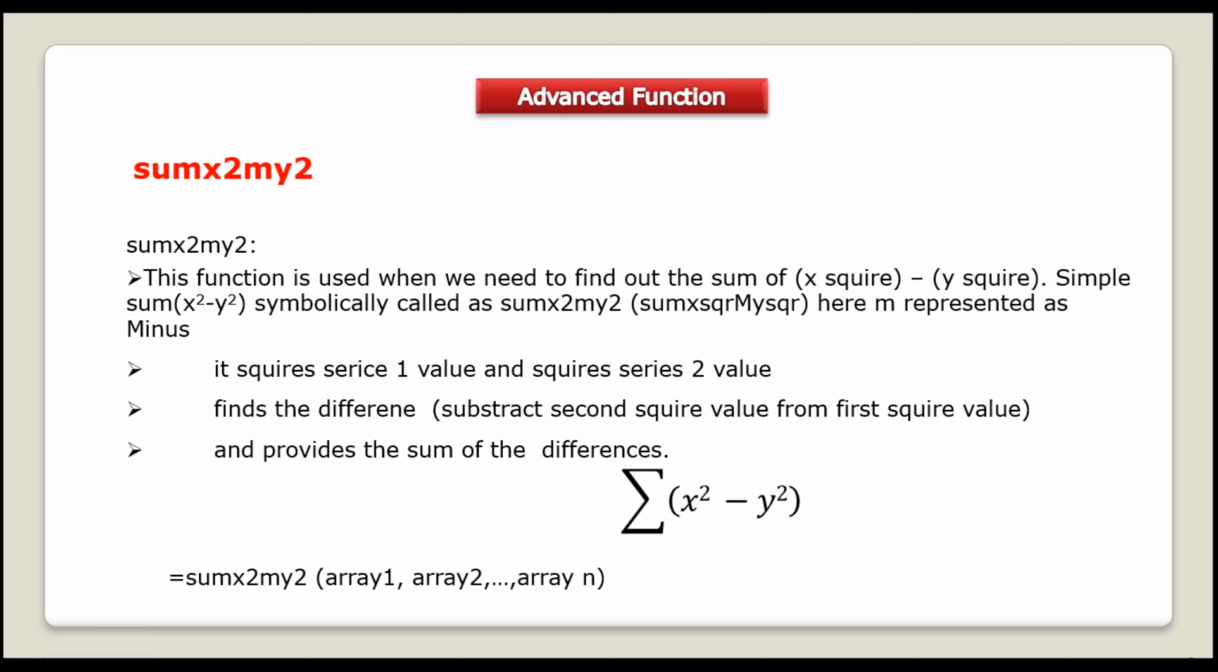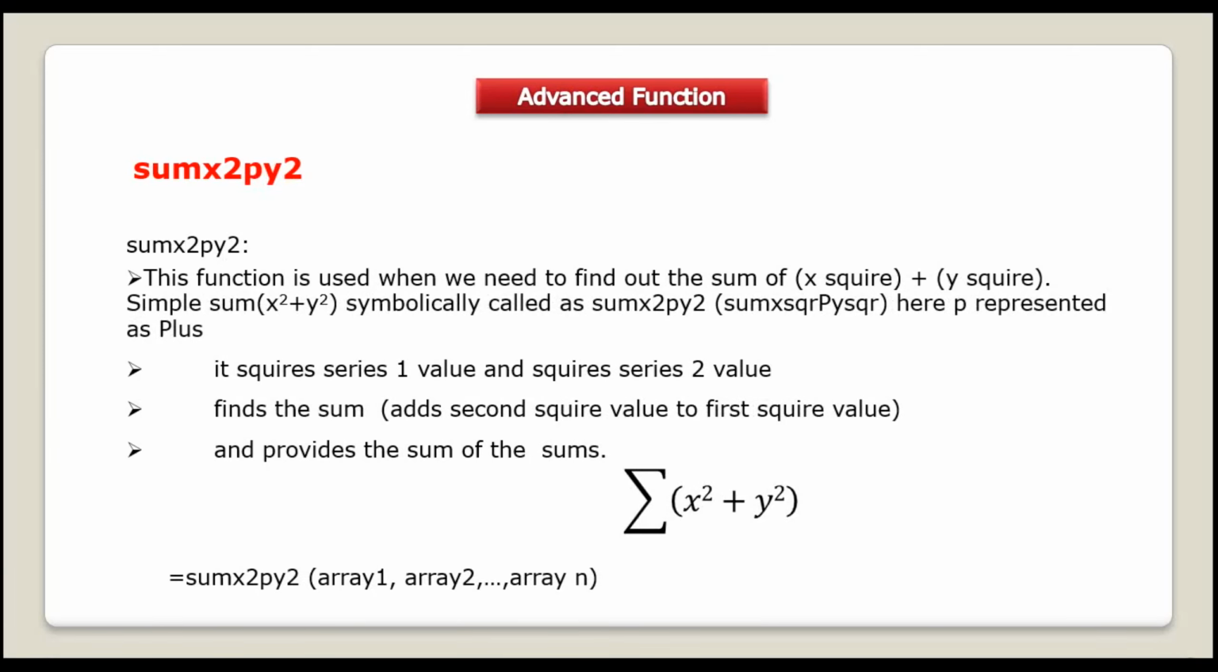So if you find an equation like this, sigma x square minus y square, this is the equation. To solve these types of equations, we may use SUMX2MY2. Here m stands for minus. So this is one of the advanced functions used to identify the sum of x square minus y square.